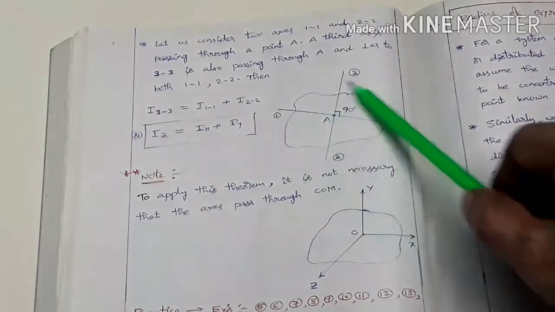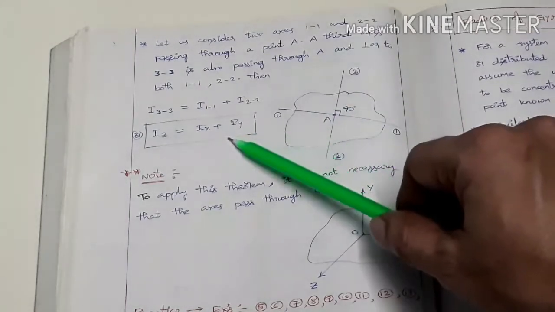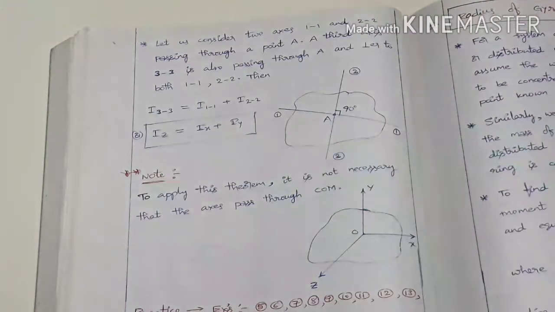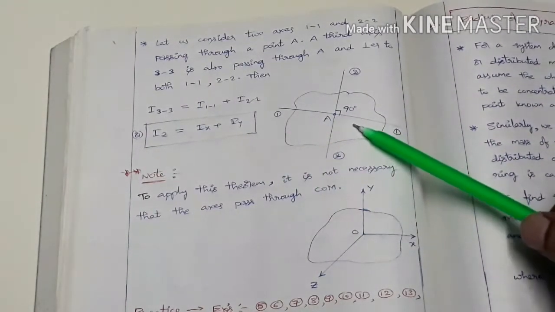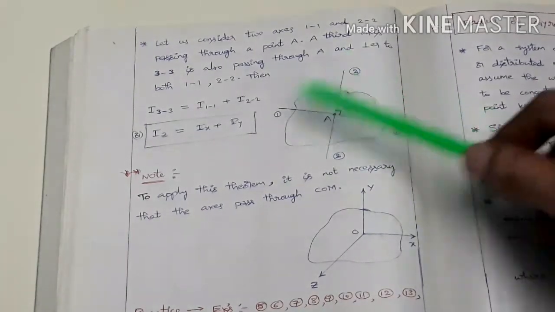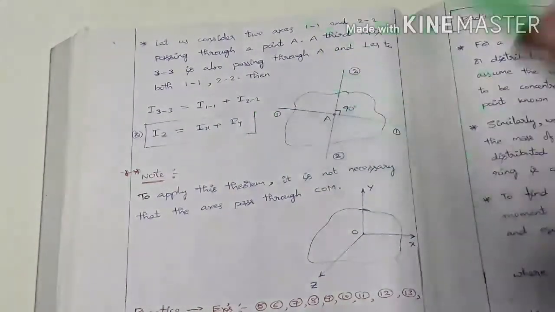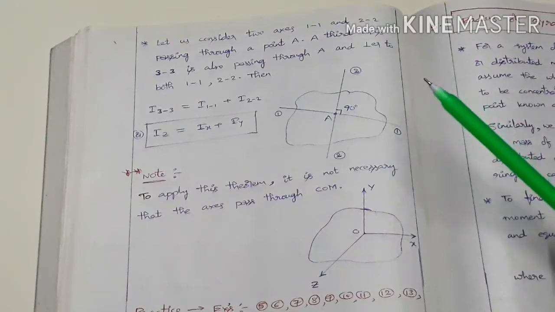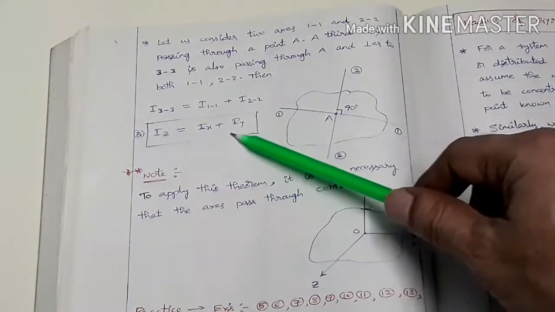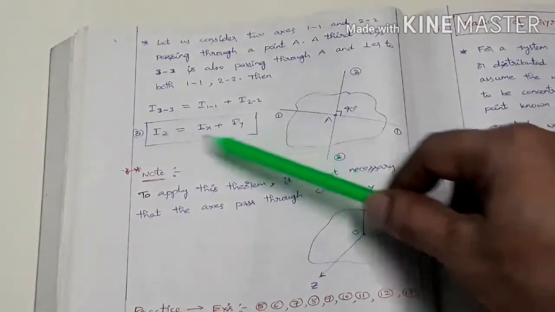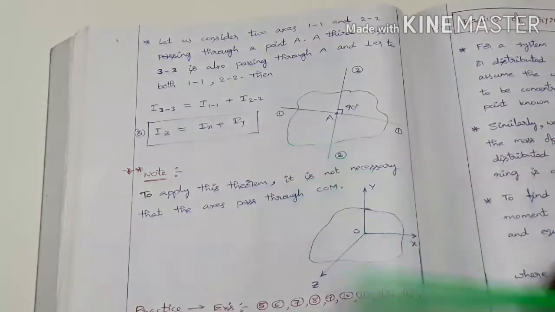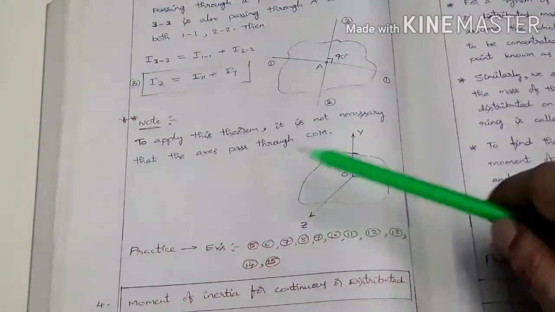Since this body is lying in the xy plane, we can choose the x-axis as one axis and the y-axis as another axis. Therefore, the z-axis will be mutually perpendicular to this x and y-axis. So Iz equals Ix plus Iy. So using this one, we can find the moment of inertia of any plane laminar body.